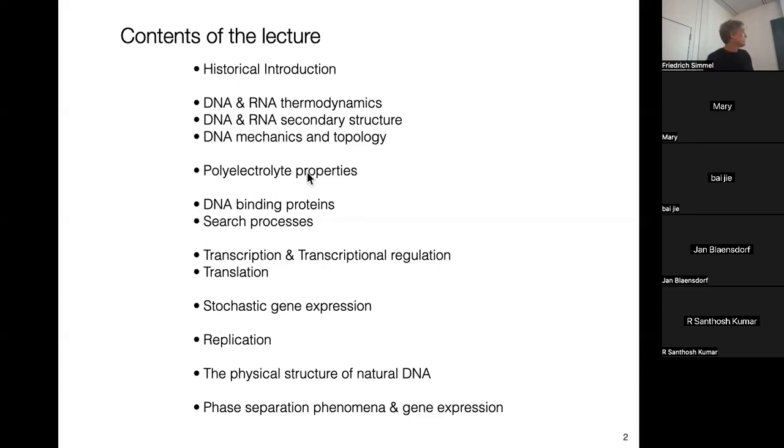And then the rest will deal more with the processes that have to do with gene expression, but also replication of DNA. First of all, we need to talk a little about DNA binding proteins, because most processes somehow involve proteins that bind to DNA. And here, a classic topic in biophysics is the search for a target site.